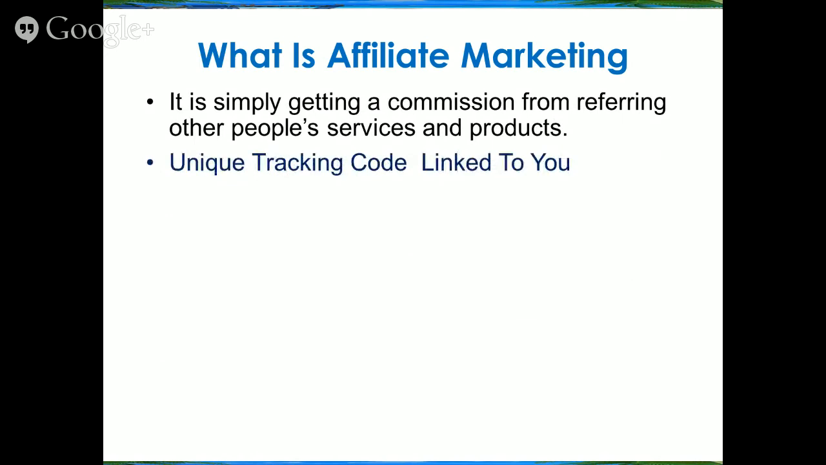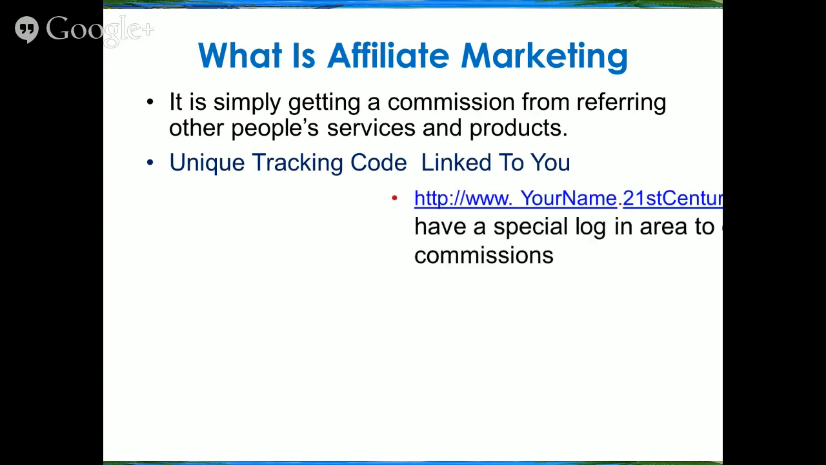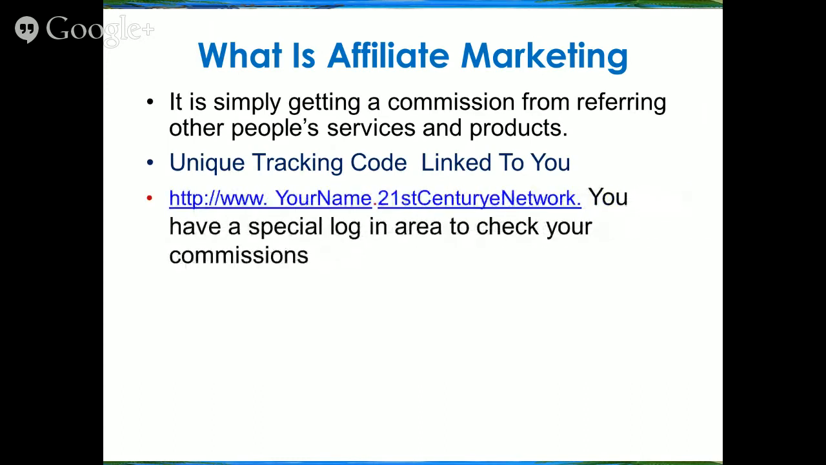What happens is you get a unique tracking code that's linked to you. In this case, it's 21st Century eNetwork, and it's prefixed with your username. So your username will be at the start of the domain name, followed by the corporate name. So that's effectively what your affiliate ID is.